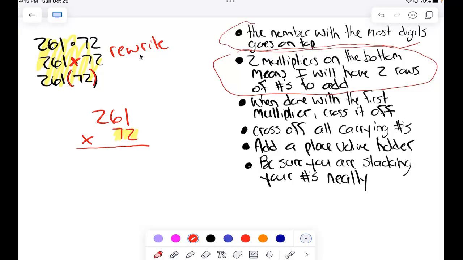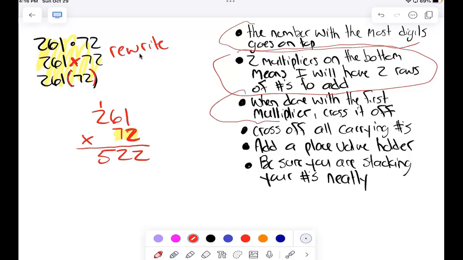I'm going to start with this 2, and I'm going to multiply it by all the numbers above. So 2 times 1 is 2. I'm going to multiply it by the next number over, which is 6. 2 times 6 is 12. I'm going to put down the 2 and carry the 1. And then I'm going to multiply the 2 by the last number, which is also a 2, and then add the 1. So 2 times 2 is 4, plus 1 is 5. I now have 522 for my first row.